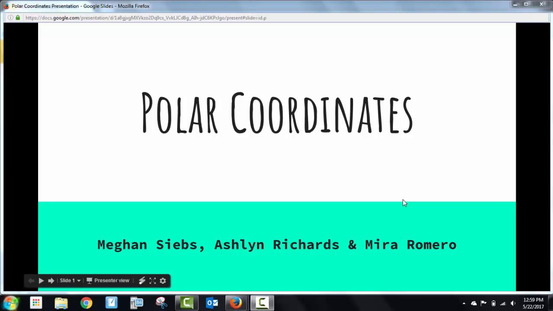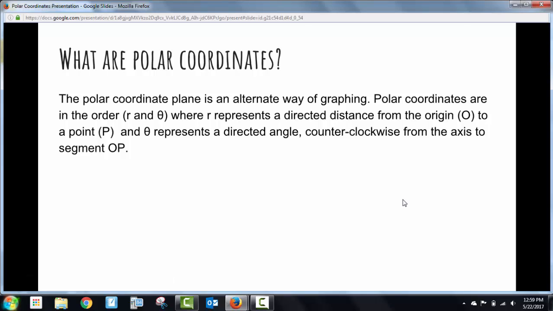Today we are talking about polar coordinates. What are polar coordinates? The polar coordinate plane is an alternate way of graphing. Polar coordinates are in the order r and theta, where r represents a directed distance from the origin O to a point P, and theta represents a directed angle counterclockwise from the axis to segment OP.